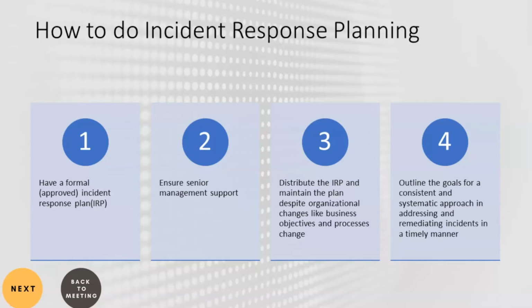Further, we need to distribute this IRP to each and everyone who has a role in the incident response process. And also, if there are any changes within the organization related to any business objective change or any process change, then the respective changes should also be made in the IRP. Now, this IRP, incident response plan, should cover the goals of the incident response, and it should also cover the systematic approach to address the incidents in a timely and better way. So this is how we plan for incident response.